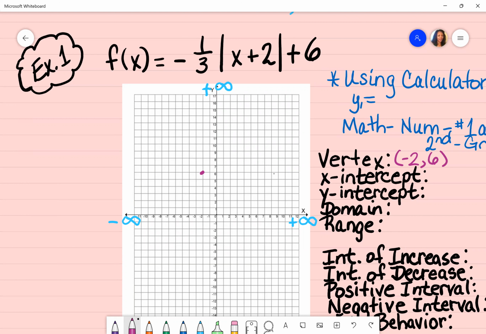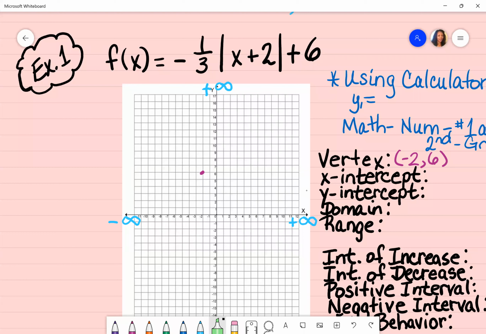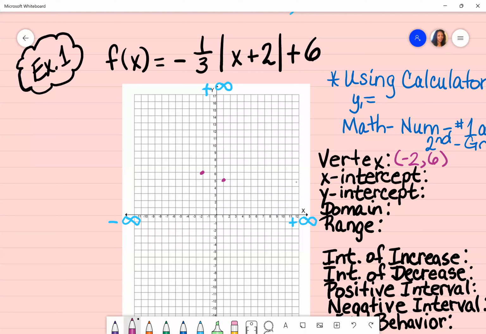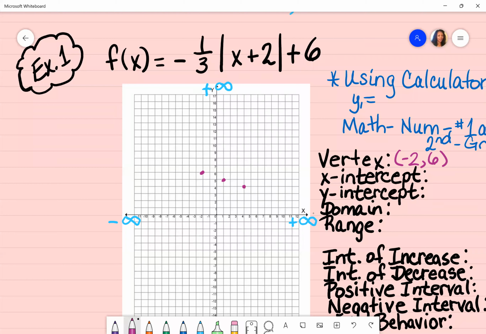I'm going to go ahead and plot that point, -2, 6. And I know that my graph is going to go downward because there's a negative leading coefficient, basically. So what I want to do is go to my table, and for this example, I can just use anything that has a whole number. So I have 1 and 5, and I have 4 and 4. I'm just looking at the whole numbers, 7 and 3.